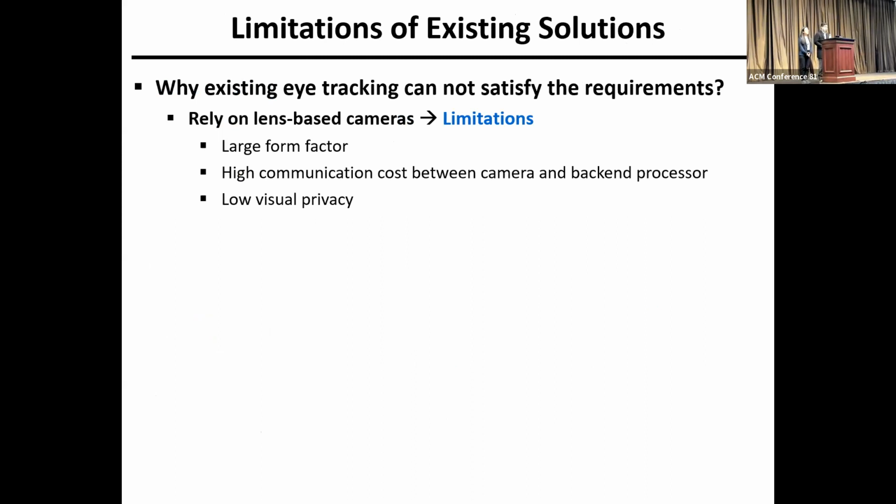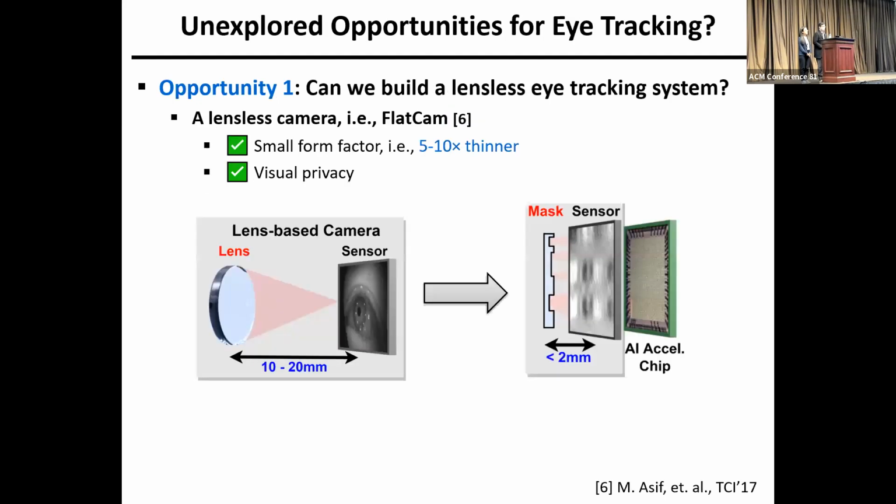So why can't existing eye tracking systems satisfy the requirements? The reason is that they rely on lens-based cameras, which result in limitations such as large form factor, high communication cost between camera and backend processor, as well as low visual privacy. So the natural question is, can we build a lensless eye tracking system? The answer is yes. We adopted a lensless camera, FlatCam.